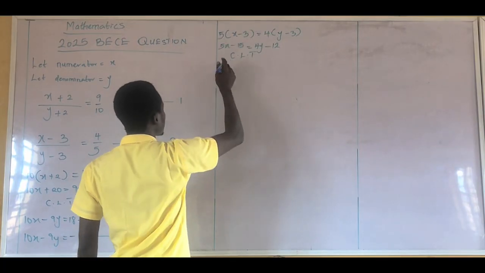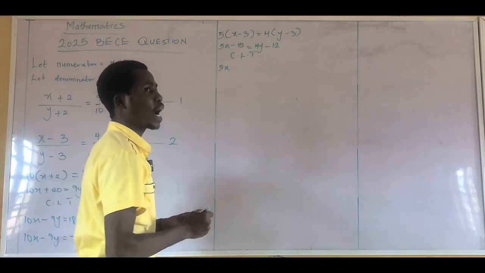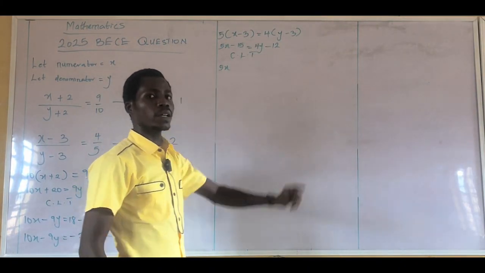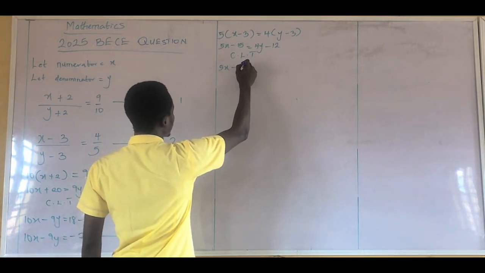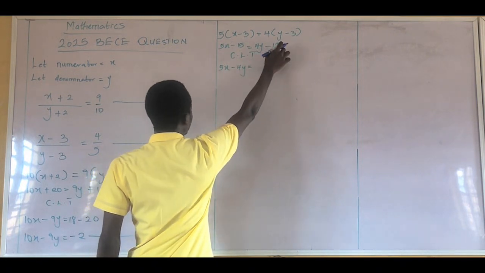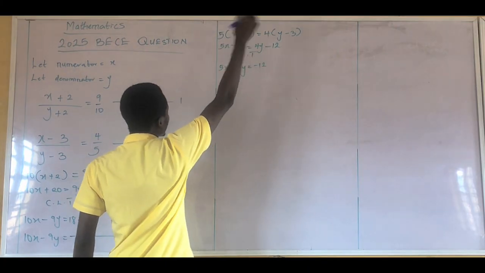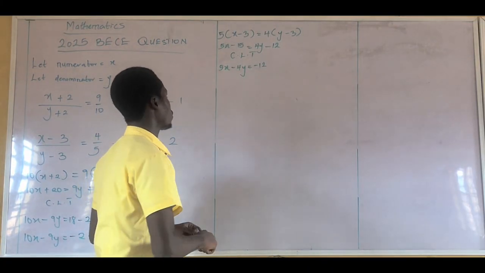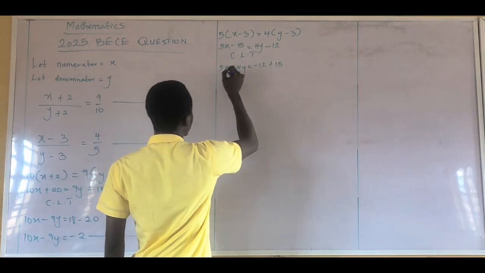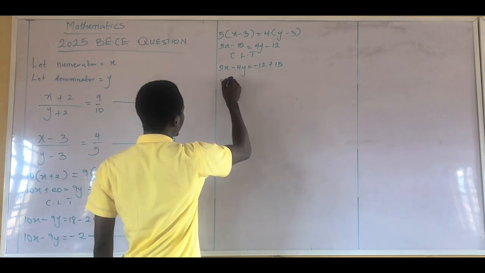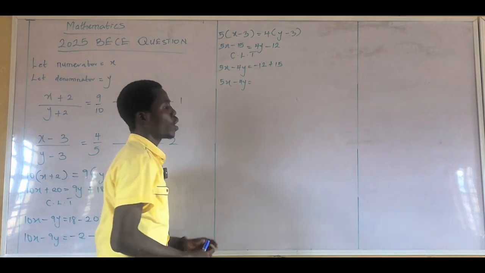Bring y to meet x here. You're going to have 5x. Don't forget, your 4y has a positive value. Crossing over to the other side, you're going to have negative, that's going to be minus 4y equals, then you write what you have left on the other side, which is minus 12. Then minus 15 is to cross over to the other side to meet minus 12. Don't forget, the sign will change to plus 15, okay? So we're going to have 5x minus 4y equals minus 12 plus 15.